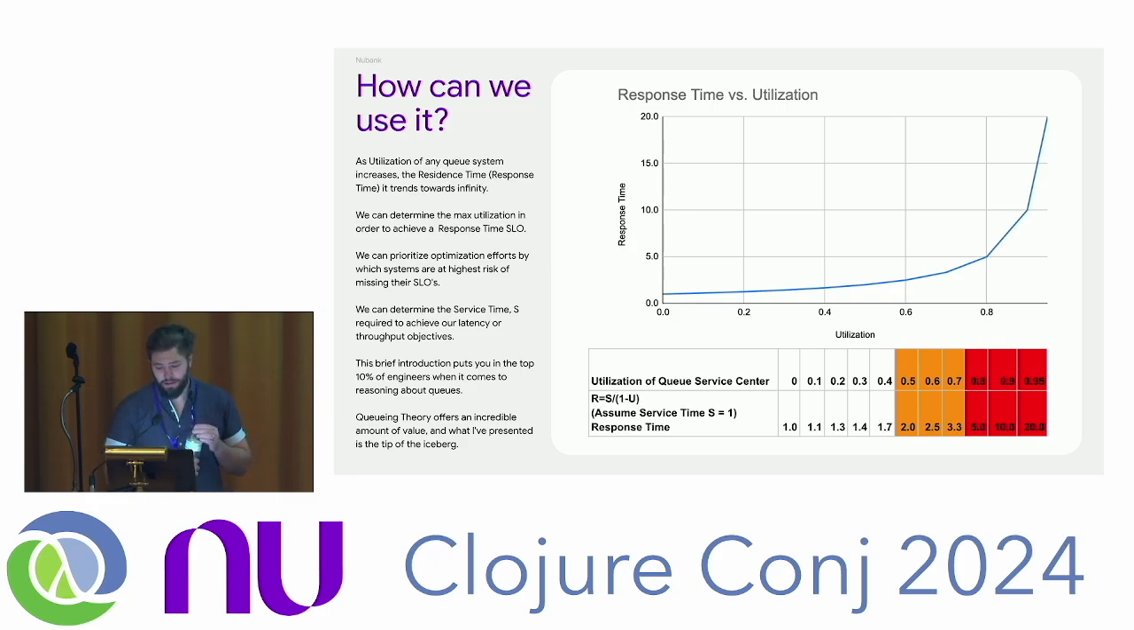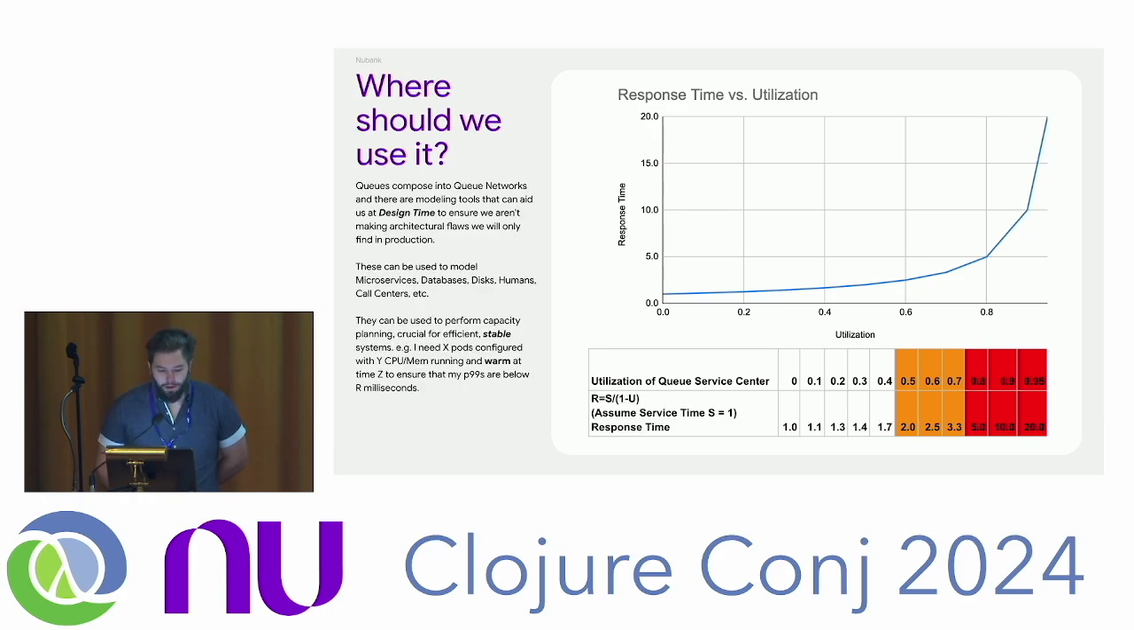We can use this to prioritize optimization efforts and figure out where we should focus our time to get the best bang for our buck. This brief little introduction here is the tip of the iceberg, but already just understanding some of these dynamics is extremely powerful, and it puts you in sort of the top 10% of engineers in understanding queuing theory. Not that this was a great introduction, but there's a huge depth of knowledge here that you could glean.